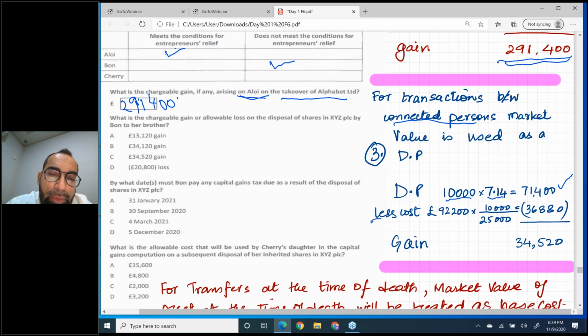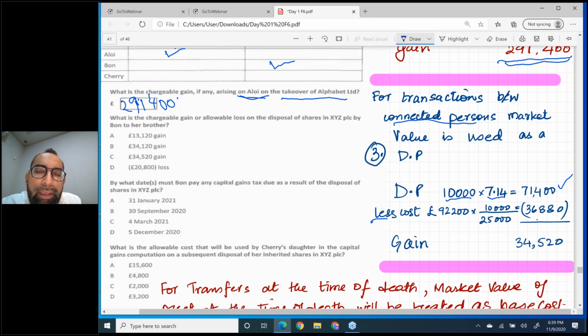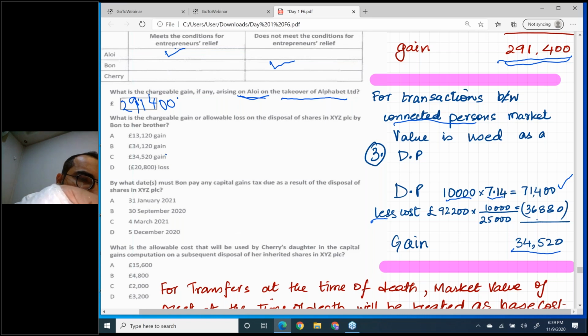Less you have to deduct the cost, but the cost was given for 25,000 shares. So you will apportion the cost. 92,200 is the cost of 25,000 shares. You divide it by 25,000 and then multiply it by 10,000 because only 10,000 shares are gifted. So this comes to 36,880. If you take the difference, the gain comes out to be 34,520. That is the gain of this transaction.